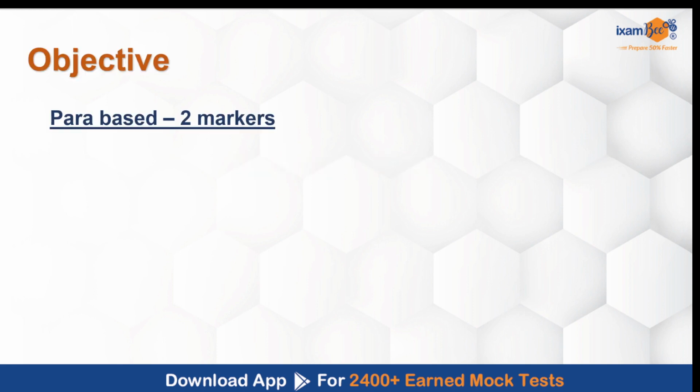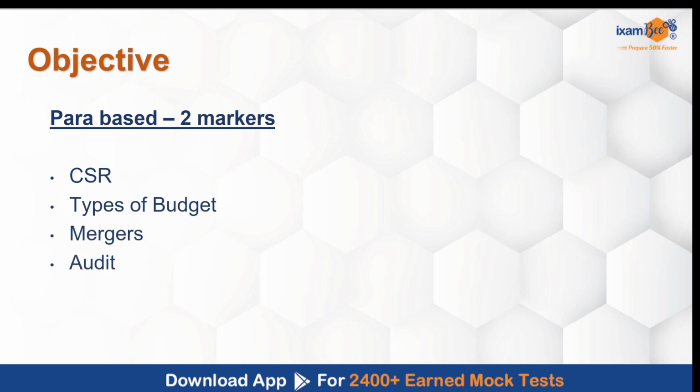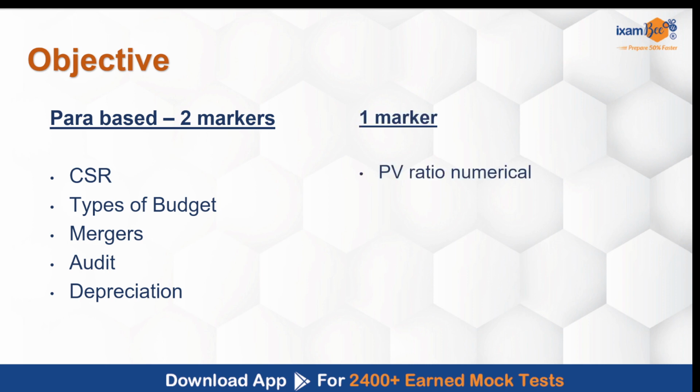There are 2 marker questions which are based on para information, and all our mock tests have been designed in the same fashion. There were 2 marker questions related to topics on CSR, corporate social responsibility, types of budget, mergers, audit and depreciation. When it came to 1 marker questions, there were questions related to numerical on PV ratio.